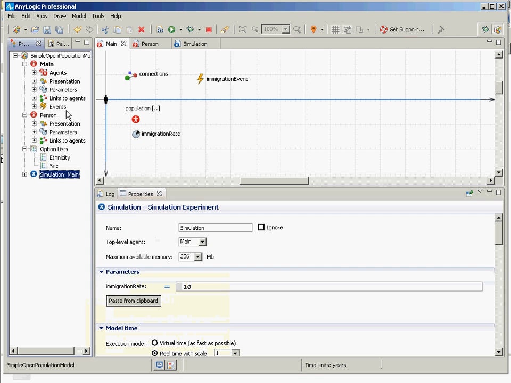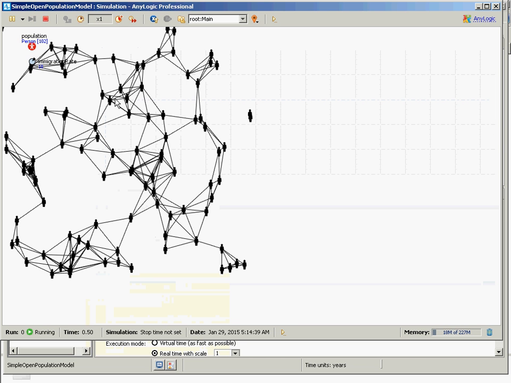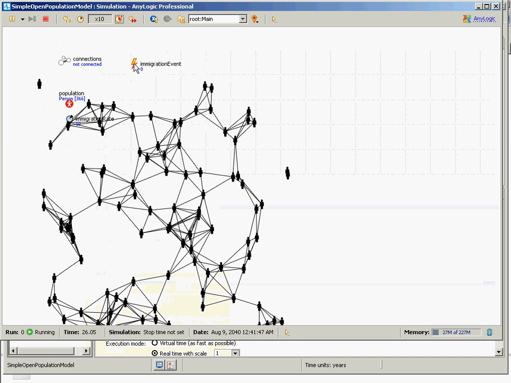Okay, so let's run this thing and let's see what we see. So we're going to have this population.